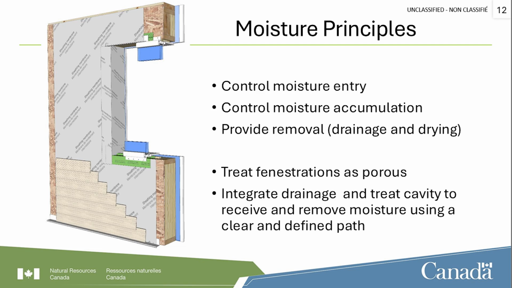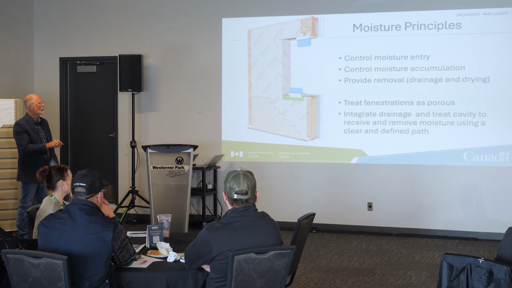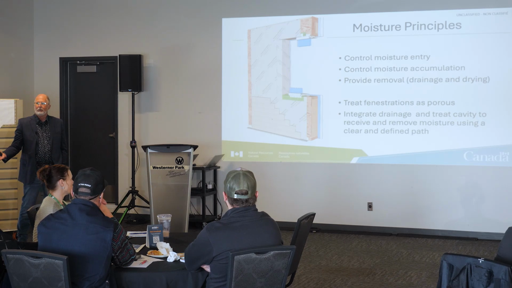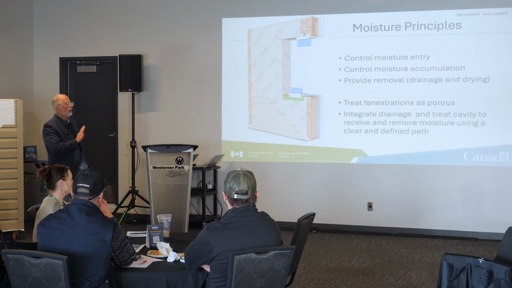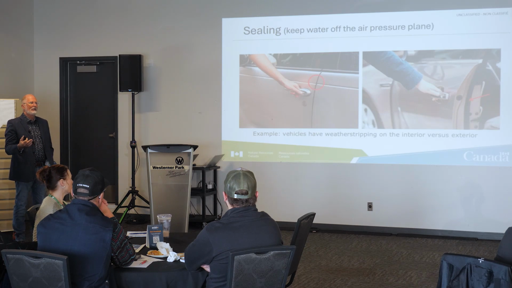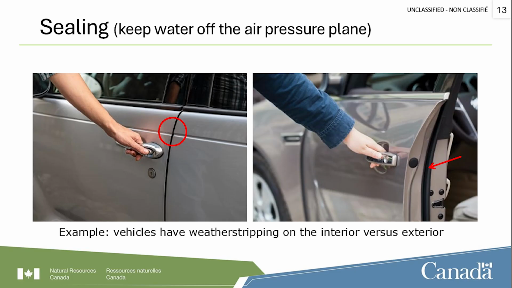So always treat our fenestrations, or windows and doors, as if they're porous. Just assume there's always going to be a point in time where water gets into the rough opening, so we need to drain it and dry it out. We have a classic example of that on every vehicle. How come we don't seal the outside of a car door or a trunk?